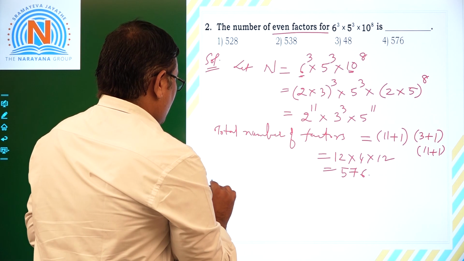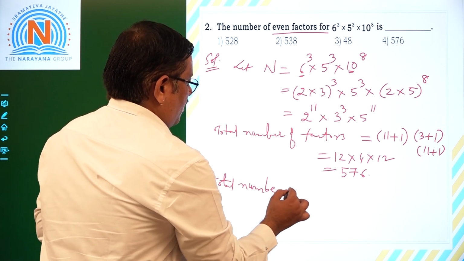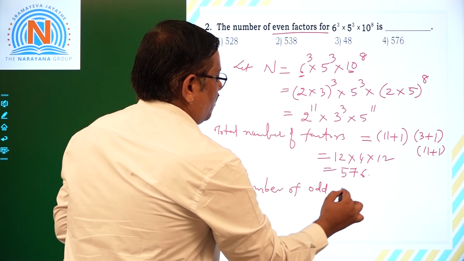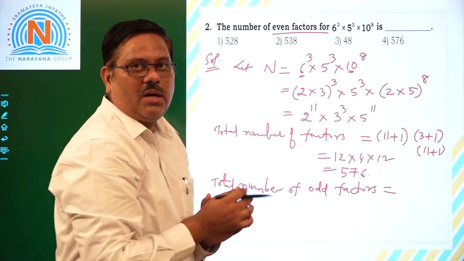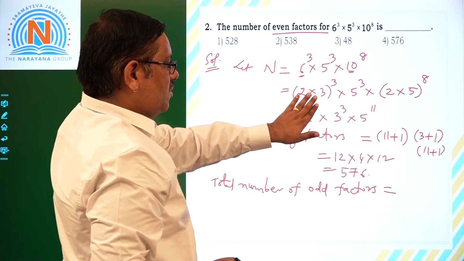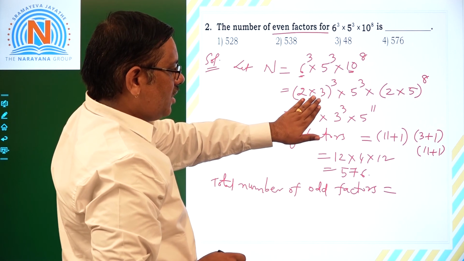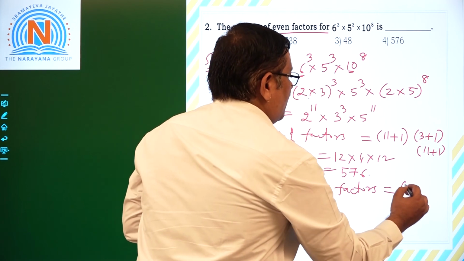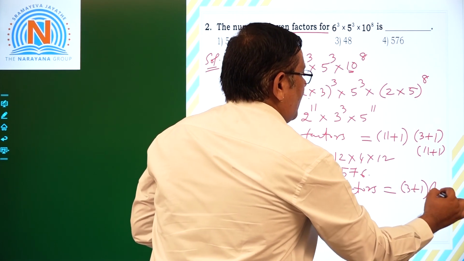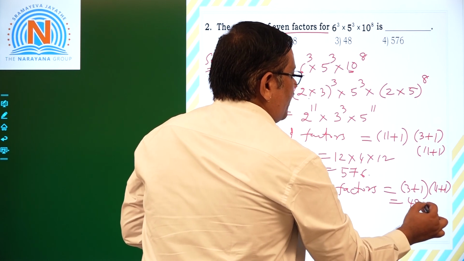Next, total number of odd factors. We know that whenever you are finding odd factors, don't consider 2. So excluding 2 power 11, what are the other factors? We know 3 cube times 5 power 11. So the total number of odd factors is 3 plus 1 into 11 plus 1. That is nothing but 4 into 12, that is 48.